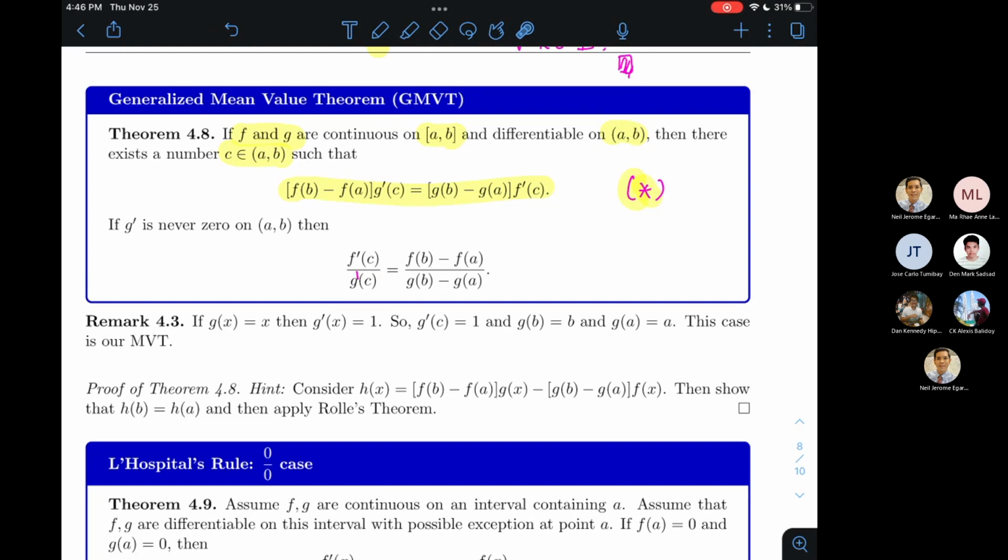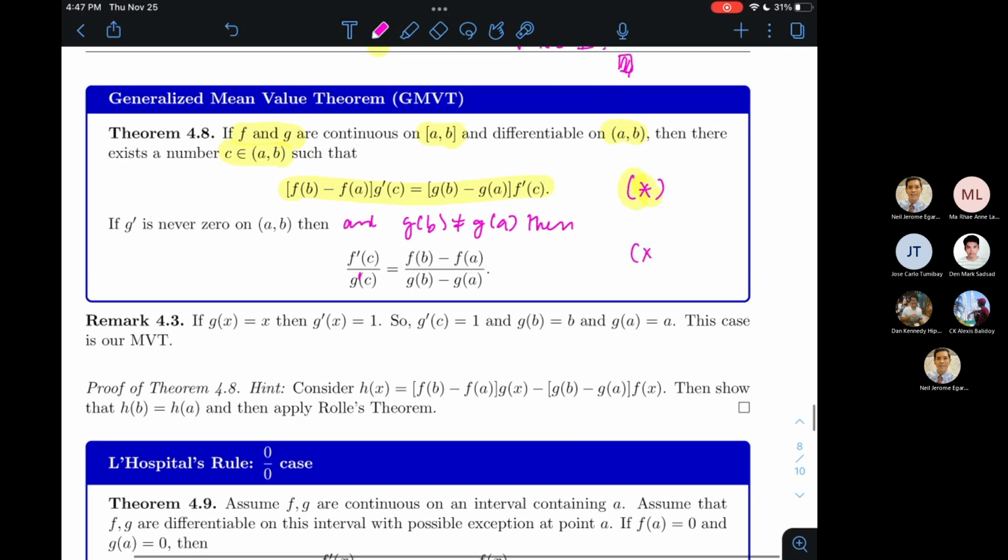Pero what will happen if g of a is equal to g of b? Perhaps we can just say that here under g of b is not equal to g of a, then we can write equation star as double star. Okay. So para maging kamukha siya at least ng mean value theorem, all right? So yung specific mean value theorem, okay?